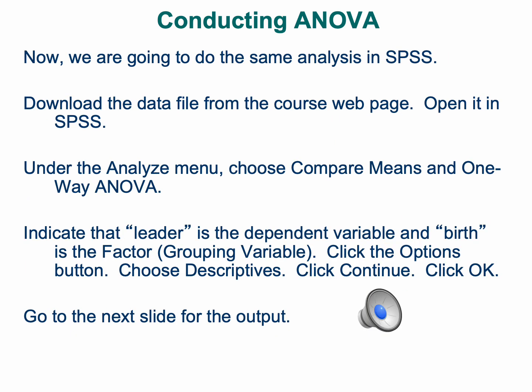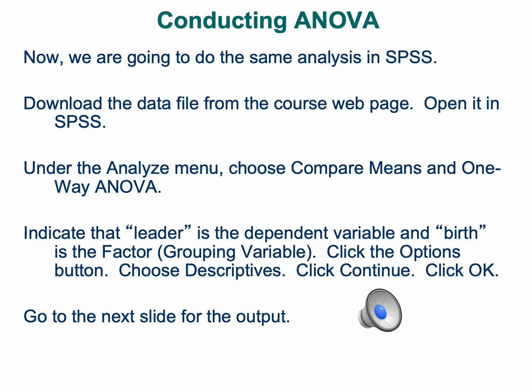Now we're going to do the same analysis with SPSS. This is the same analysis that we just did with the spreadsheet. So you need to go to the course webpage and download the data file for SPSS. Open it in SPSS. It should be called something like birth order data, birth order SPSS file, something like that. And once you get SPSS open and everything, you should have this presentation open along with SPSS.